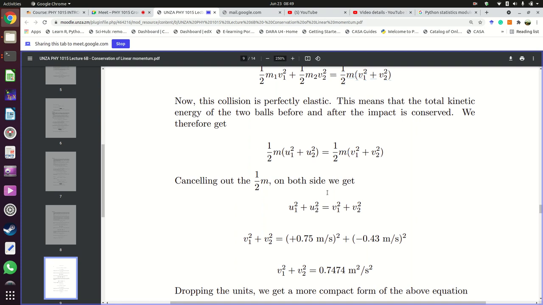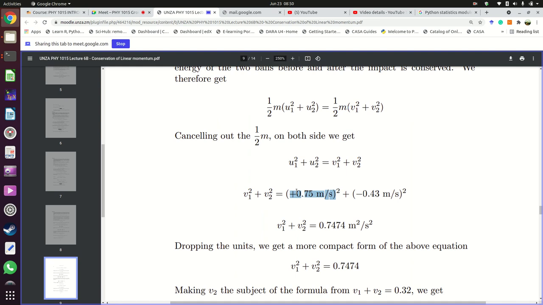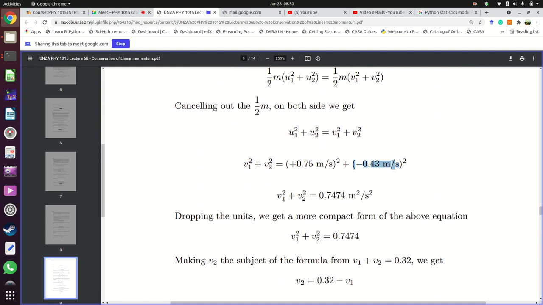So we end up having u1 as plus 0.75 meters per second, the whole thing squared, plus minus 0.43 meters per second, the whole thing squared, like that. And when you do that, this whole thing squared should be positive. This negative value squared comes out positive. When you do that, you end up having v1 squared plus v2 squared is equal to 0.7474 meters squared per second squared.